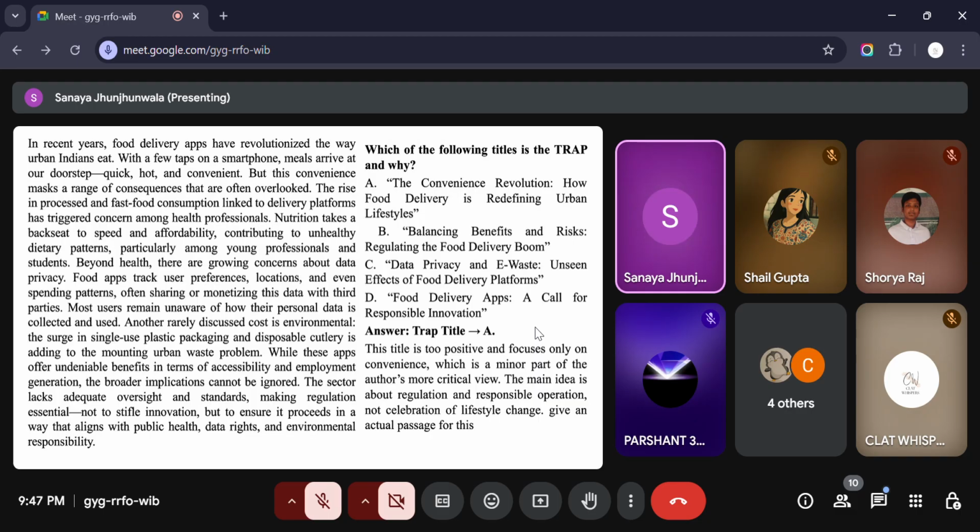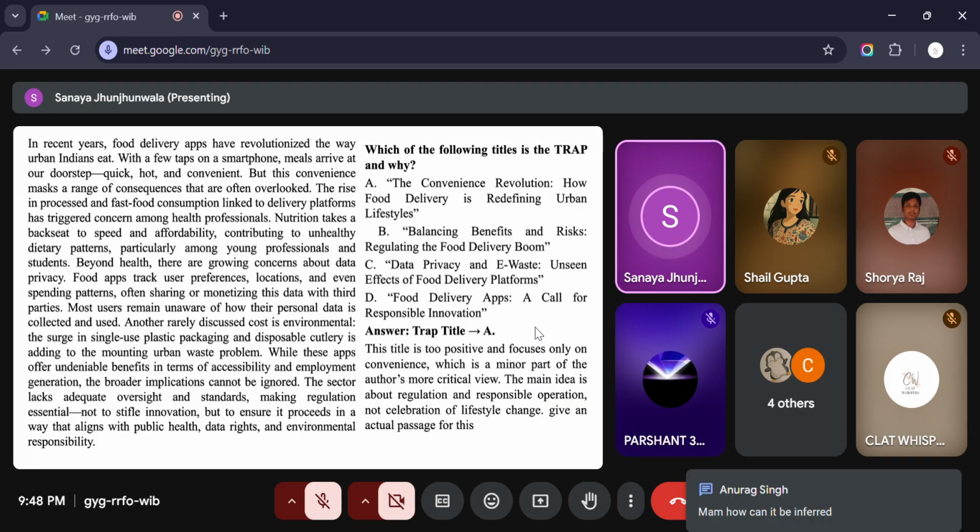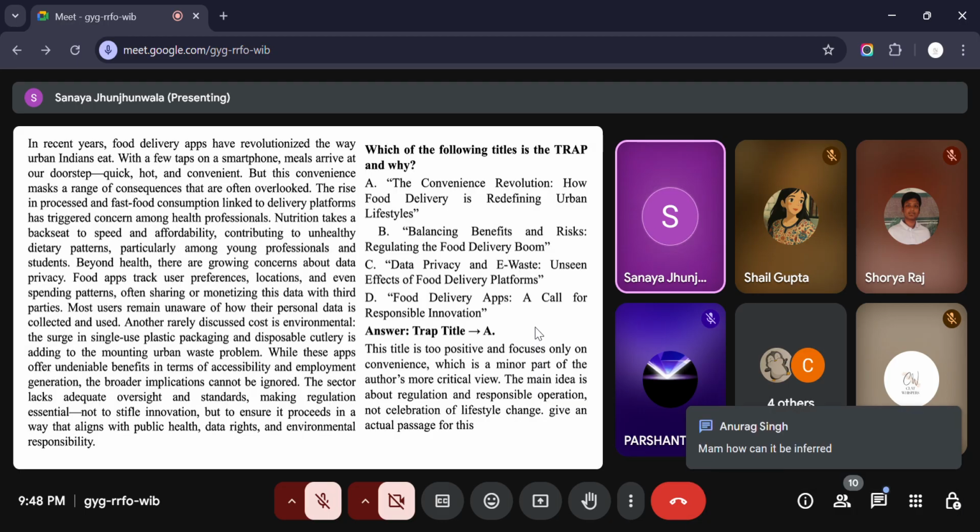So yeah, food delivery apps call for responsible innovation. It is not completely unrelated. It can be inferred, but in this passage, it's not viable. So yeah, guys, you were right. A is the trap and D is completely unrelated.